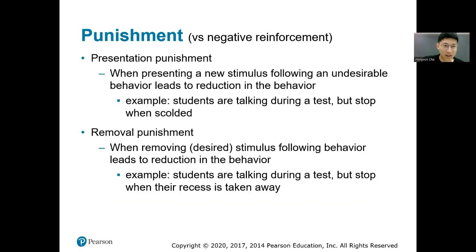Negative punishment, or here I named it removal punishment, is when you are removing something following a behavior in order to decrease that behavior. In this case, the stimulus would probably be something that students like. For instance, students are talking during a test. This is definitely not a desired behavior, right? So you want to decrease that behavior, and you do it by taking the recess away. Recess is a positive stimulus, so you are decreasing the undesirable behavior, which is talking during a test.